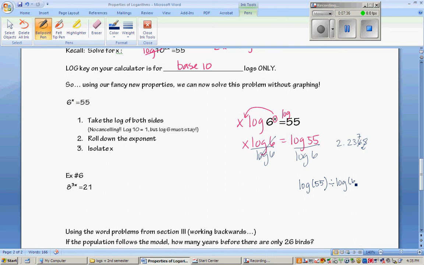All right, now for just trying one out for yourselves. I'm going to get you started and you're going to finish this off. We're going to take the log of both sides. And you're going to have log of 8 to the 3x equals the log of 21. Now we can't just cancel the log 8 because that doesn't equal anything, but remember to roll this down and we'll check back tomorrow with what you have here.